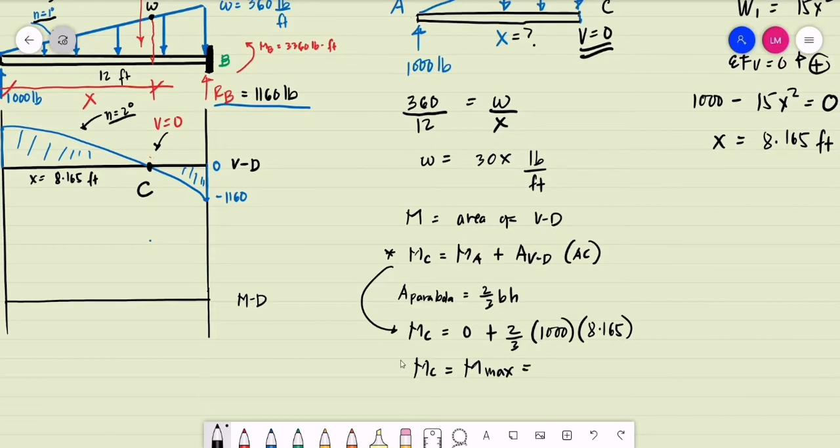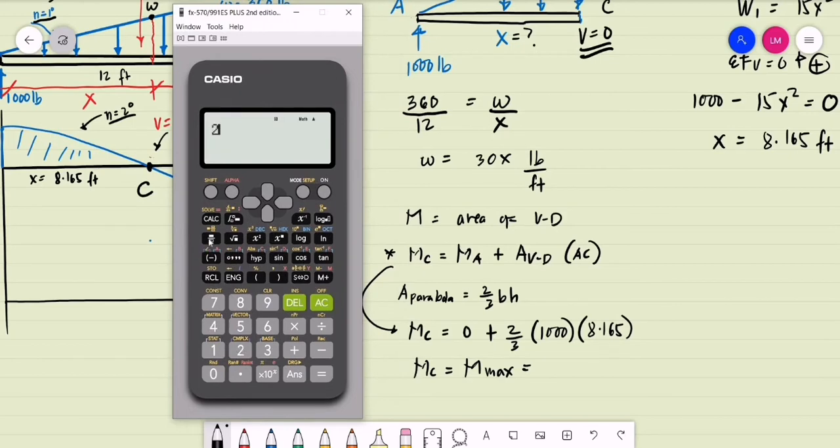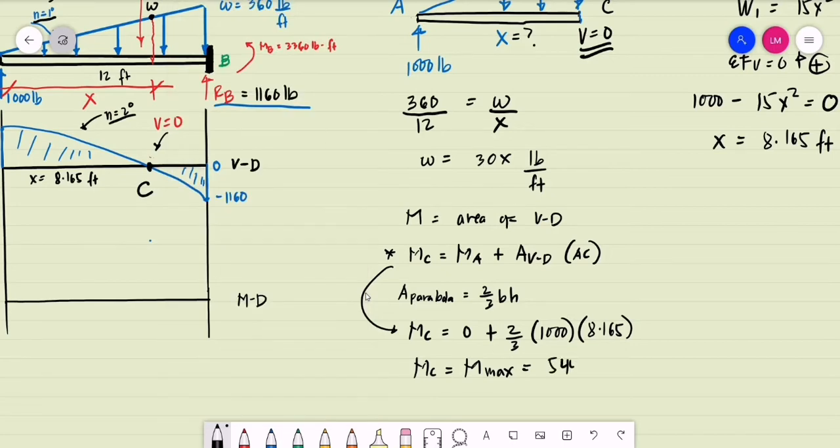Okay, computing for that value, we have 2 over 3 of 1,000 multiplied by 8.165. We have that value as 5,443.333 and so on. So it's 5,443.333 pound-feet. I think this will be our maximum moment.